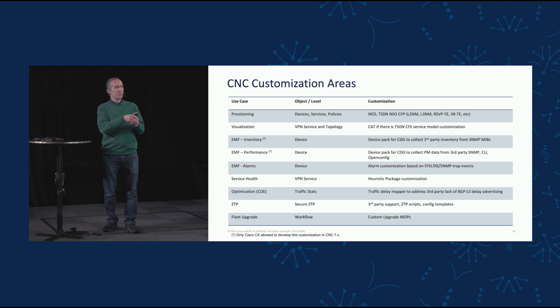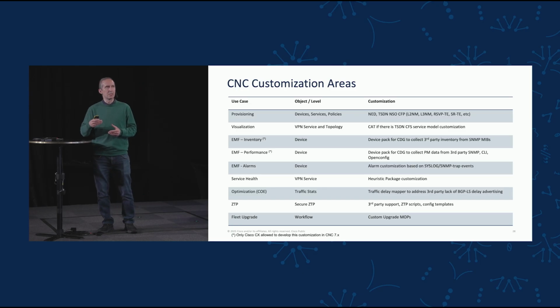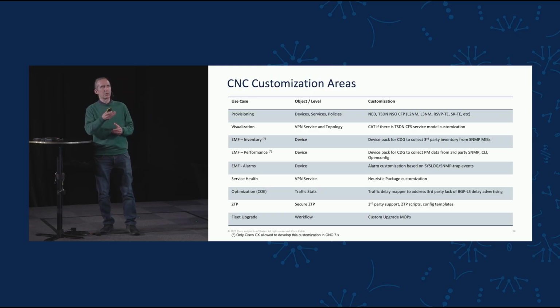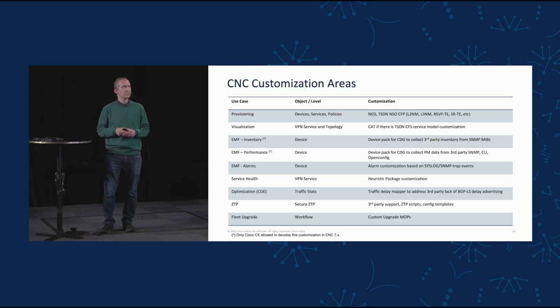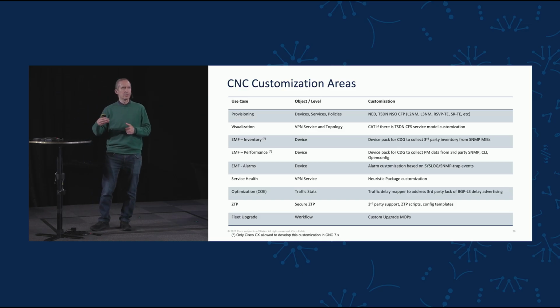Then we have the EMF inventory, performance, and alarms. Inventory and performance customization is based on CDG device packages to collect third-party inventory via SNMP or collect PM metrics via SNMP, CLI, and OpenConfig. And the alarms, as we've seen before, you can customize them for any syslog or SNMP trap to be seen as an alarm. We have also seen in previous presentations the service health, service assurance for multi-vendor, for third parties.